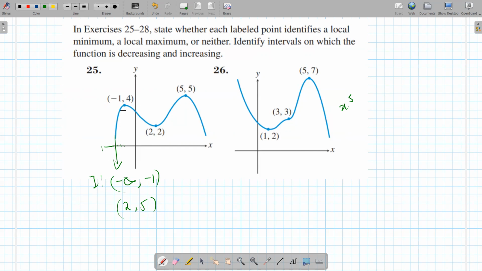So from negative infinity to -1, or in the other notation, x is less than -1, the function is increasing.